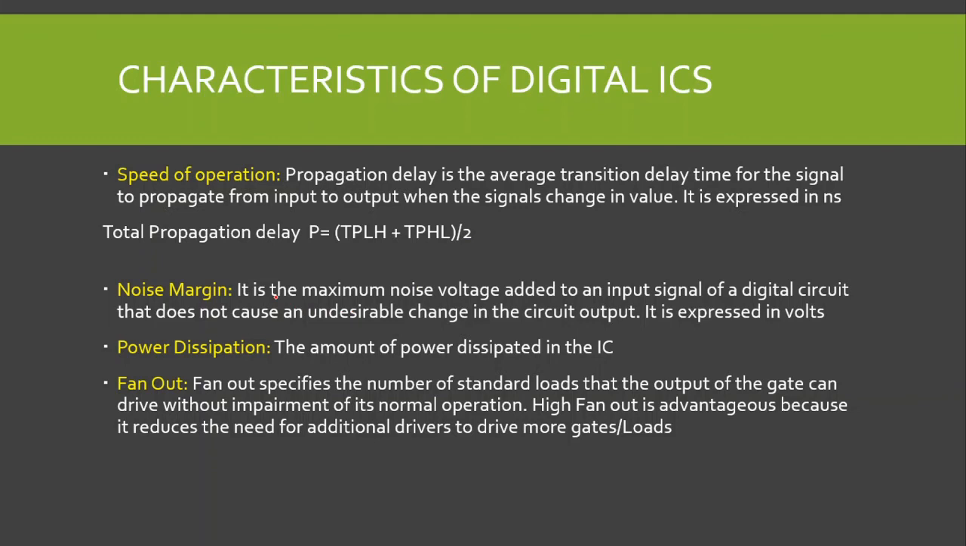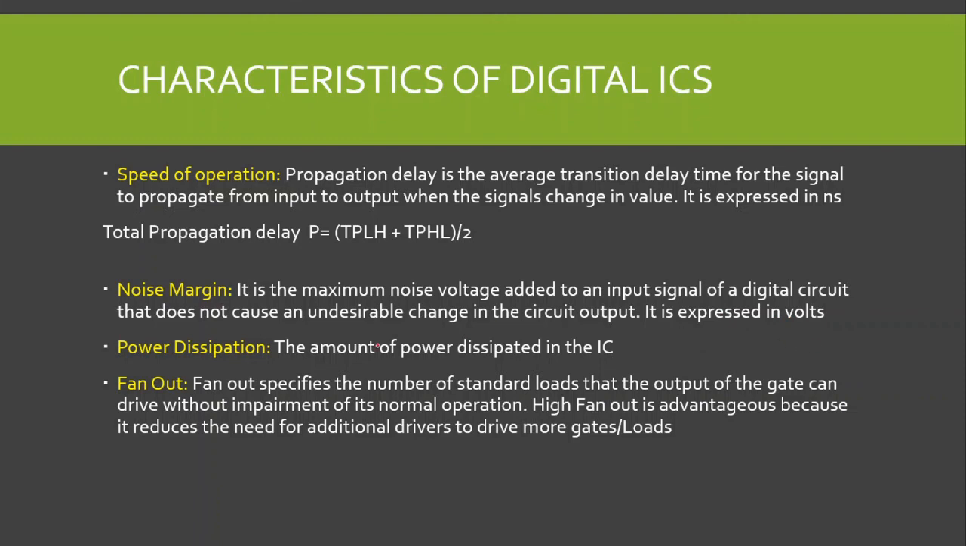Next is the noise margin. Noise margin is the maximum noise voltage added to the input signal of a digital circuit that does not cause an undesirable change in the circuit output. So noise margin is the maximum input noise that can be added to the input signal without change in the output of the circuit. If the noise is so much that it changes the output of the circuit, then it exceeds the limit of the noise margin. But as long as it does not change the output of the circuit, that noise is within the noise margin.